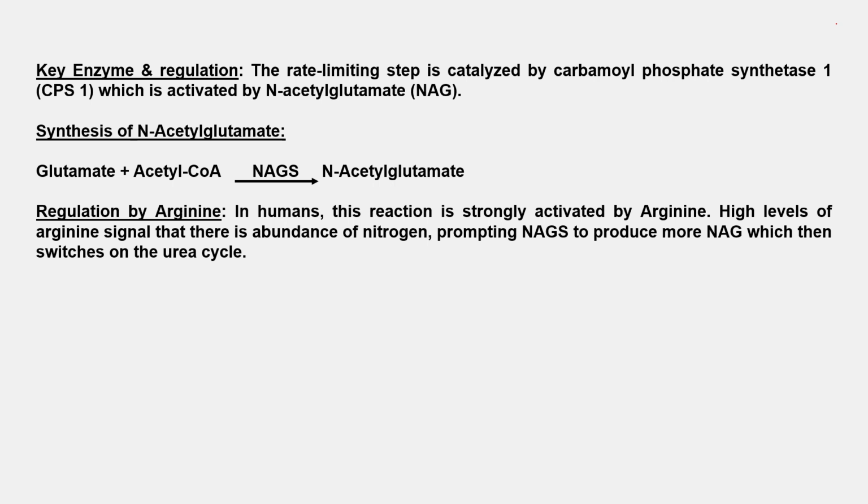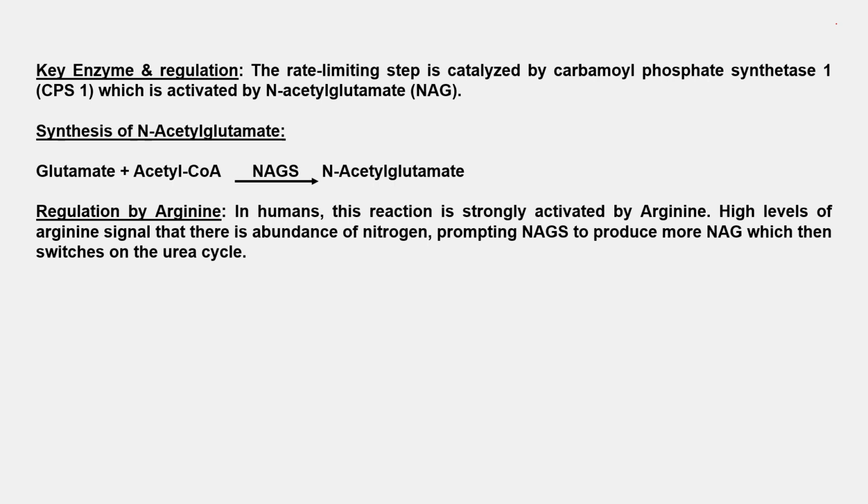So now coming to the regulatory step, I said the rate limiting step is catalyzed by the CPS1 enzyme, which is further regulated by N-acetyl glutamate. Now, how is this N-acetyl glutamate produced in the body? The glutamate, which is a non-essential amino acid that our body manufactures from the proteins, combines with acetyl-CoA, and this reaction is catalyzed by the N-acetyl glutamate synthetase enzyme, and it yields NAG as the byproduct.